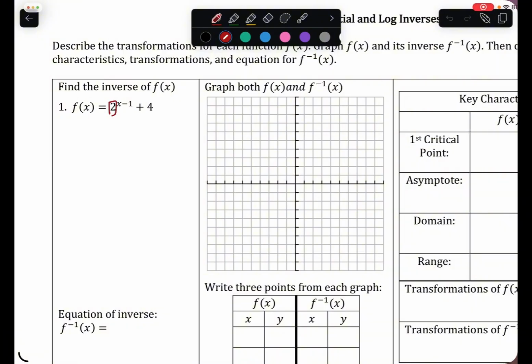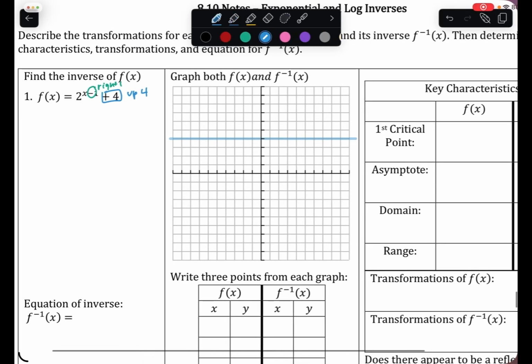I have a base of 2, and I have some transformations that say right 1 and up 4. Okay, and so for exponential functions, we know it has a horizontal asymptote. And so I'm going to go ahead and graph the horizontal asymptote up 4. It's usually at 0, but if we shift the graph up 4, the horizontal asymptote will be at y equals 4.